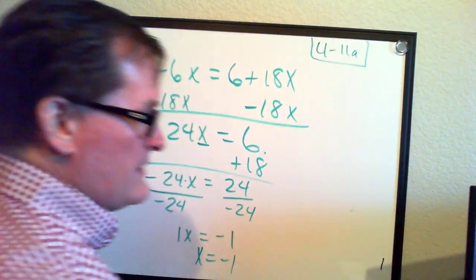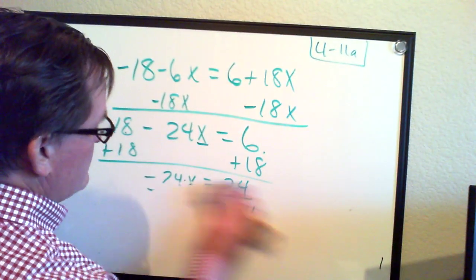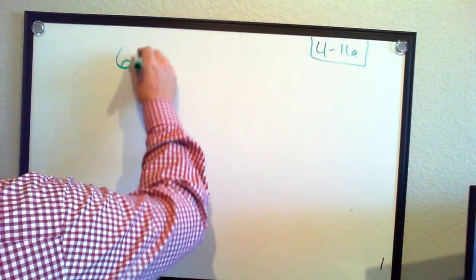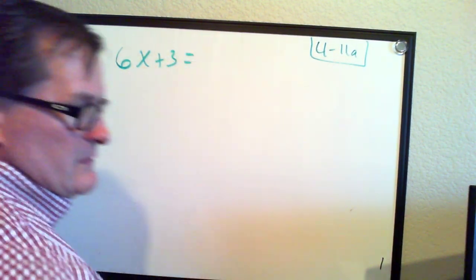So again, the same process over and over and over again. Let's do one more, just so you see. But you just continue, you just get in the habit of repeating the same process over and over again, and you've got these. So 6x plus 3 equals 3x plus 30.